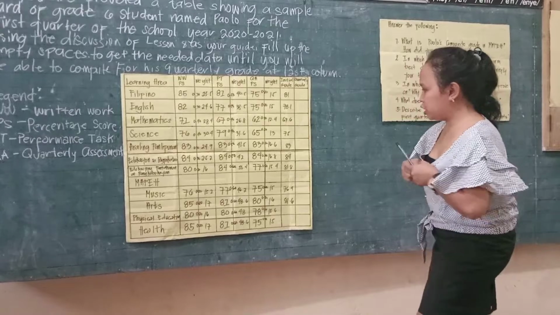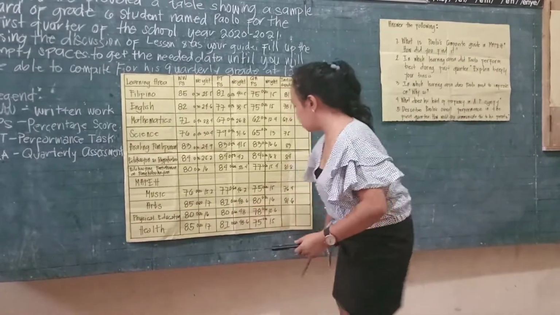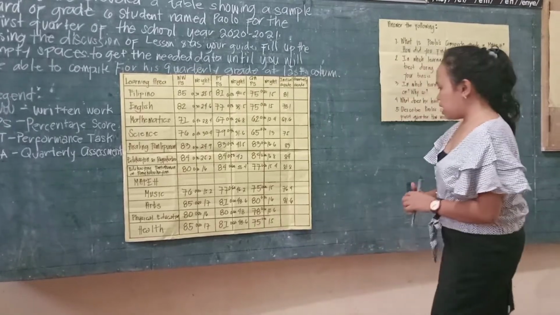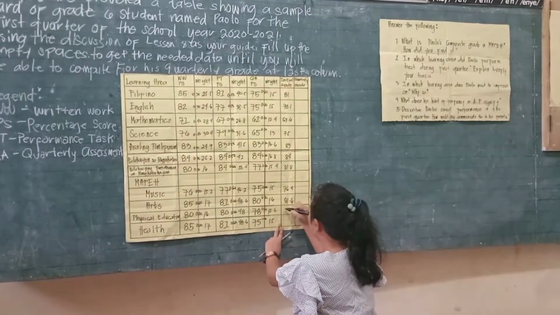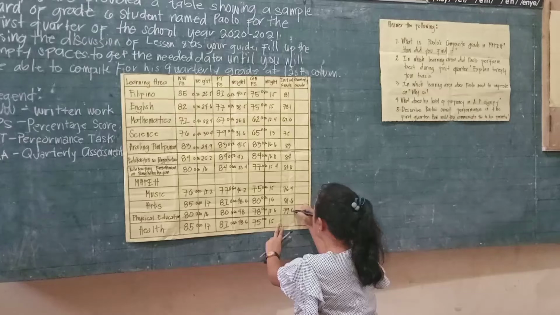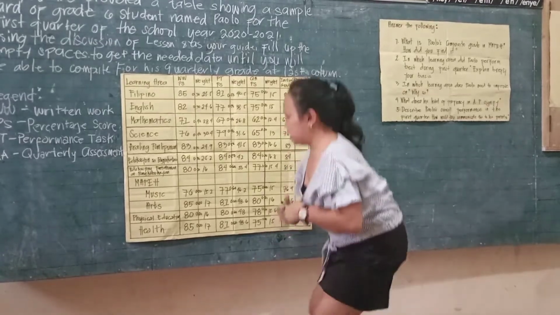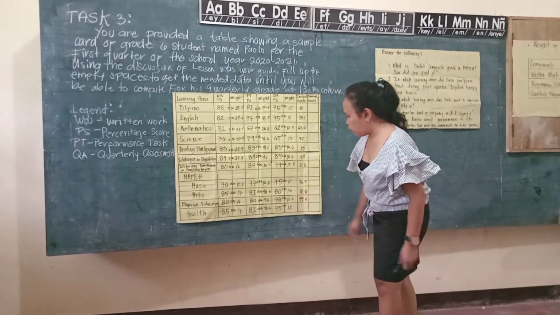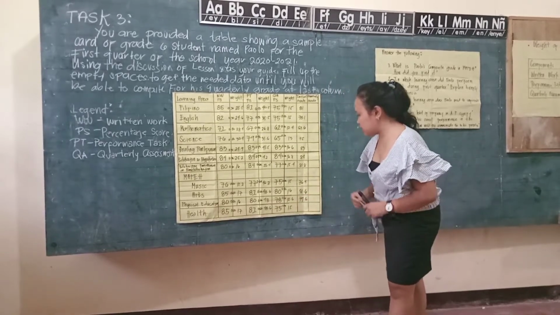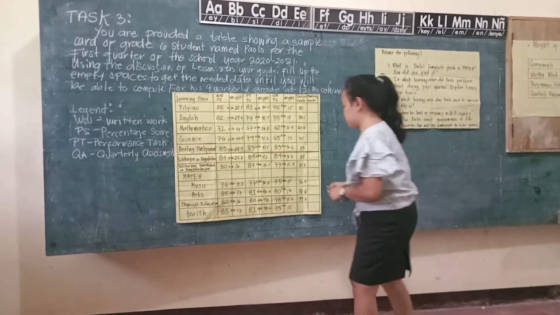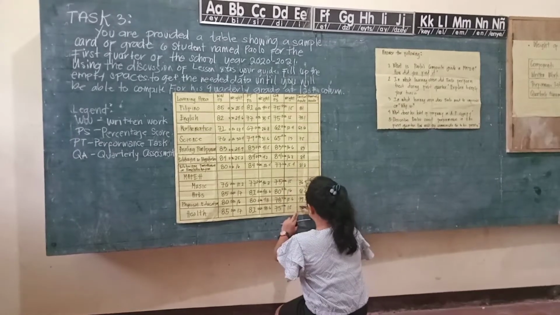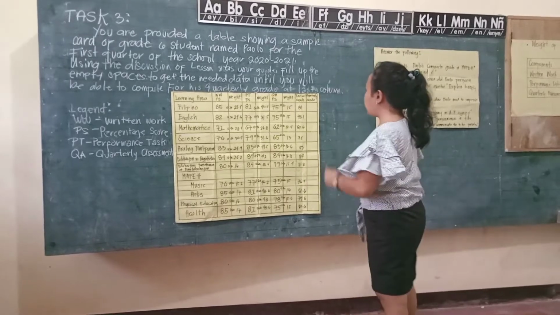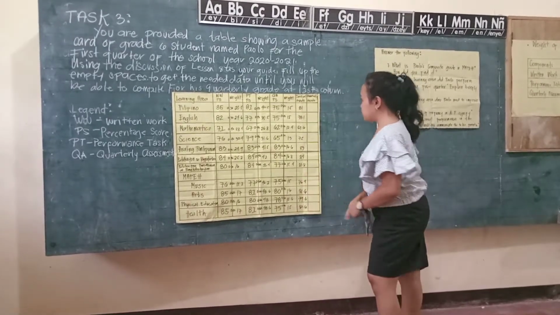For physical education, we have 16 plus 48 plus 15.6 equal to 79.6. And lastly, for health, 17 plus 48.6 plus 15 is equal to 80.6. Okay, so we already have our initial grades.